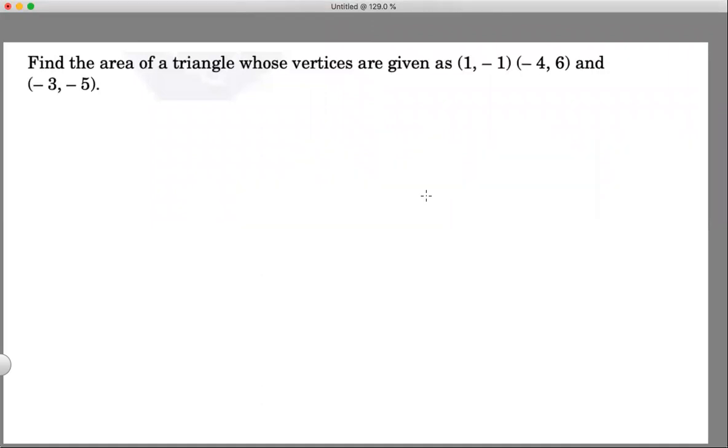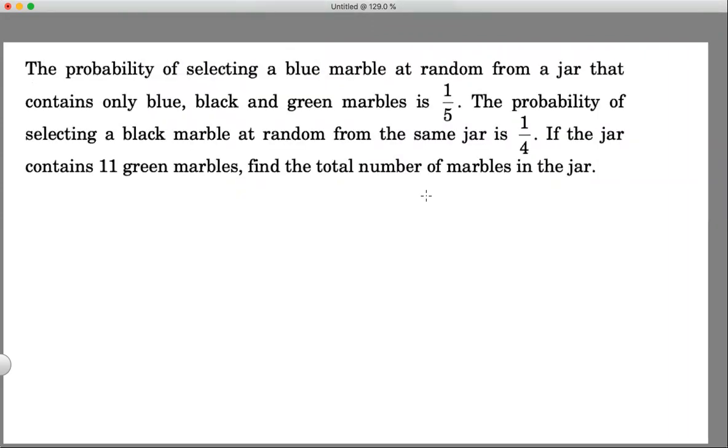Okay, again, I'll skip this question also. It was a choice question. Again, area of triangle question. Okay, let's do this.